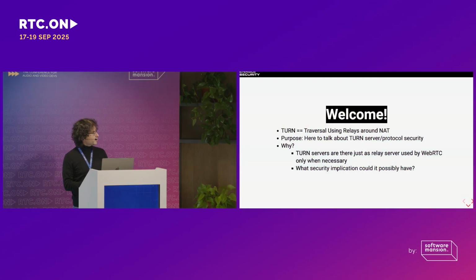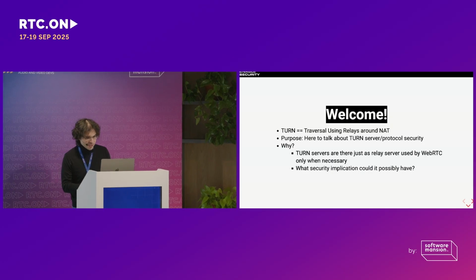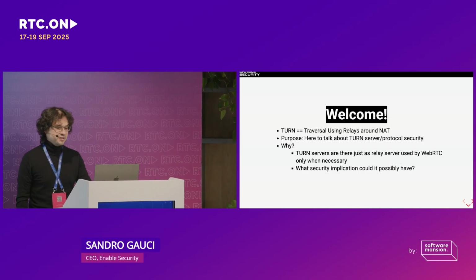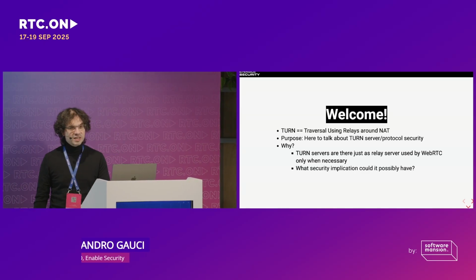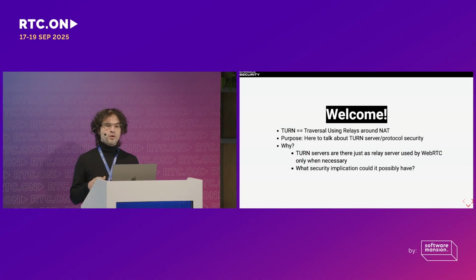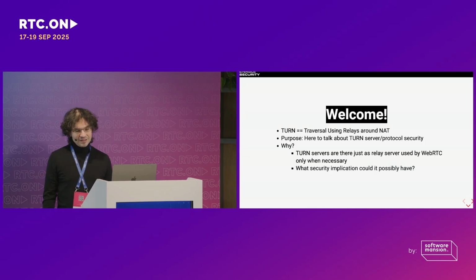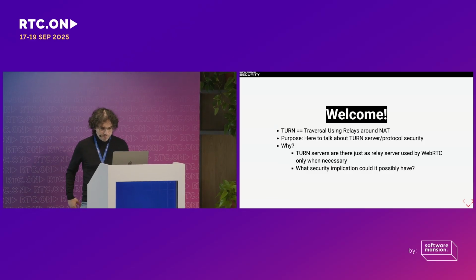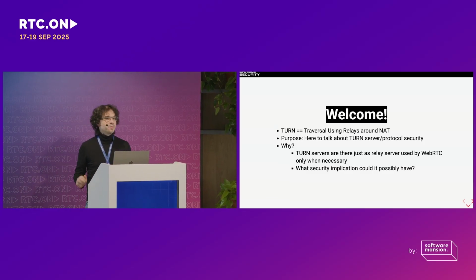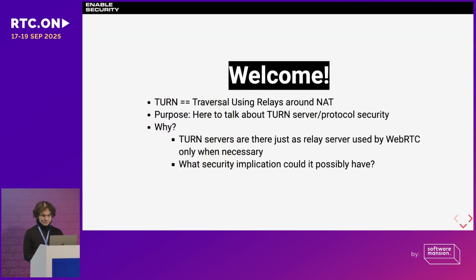So, I won't be talking about voice AI. I'll be talking about something else: TURN server security, TURN protocol security. Why? Well, when we talk about WebRTC security, we often focus on end-to-end encryption. But there is a critical component that is often overlooked, which is the TURN server. While it's kind of just a relay, from a hacker's perspective, any public relay is a potential weapon. So I think that makes it interesting from a security perspective.